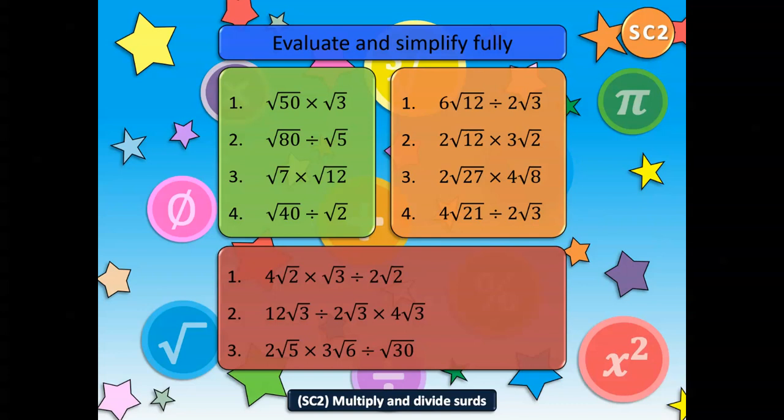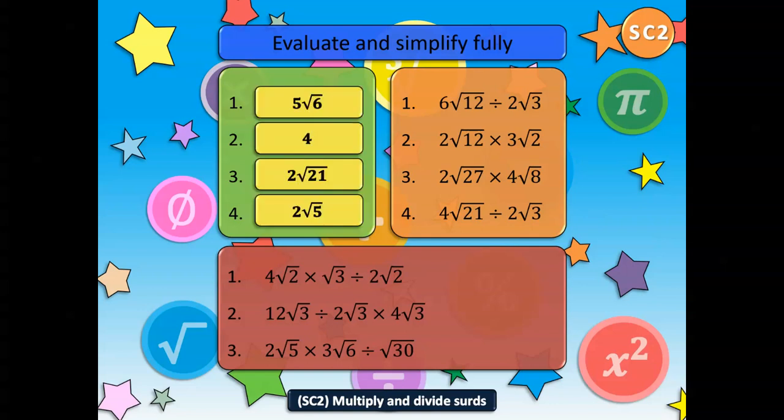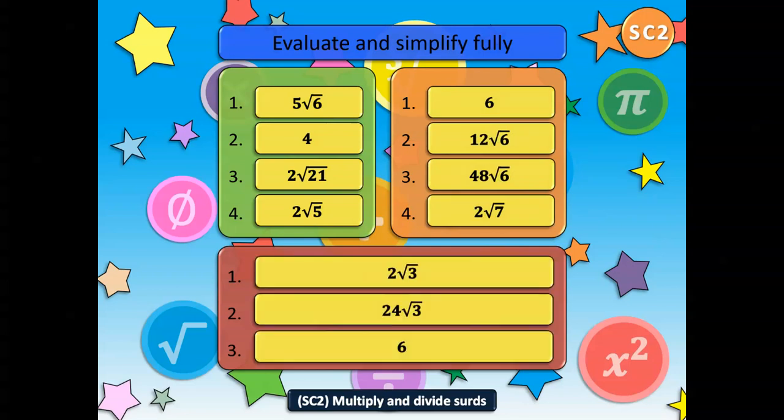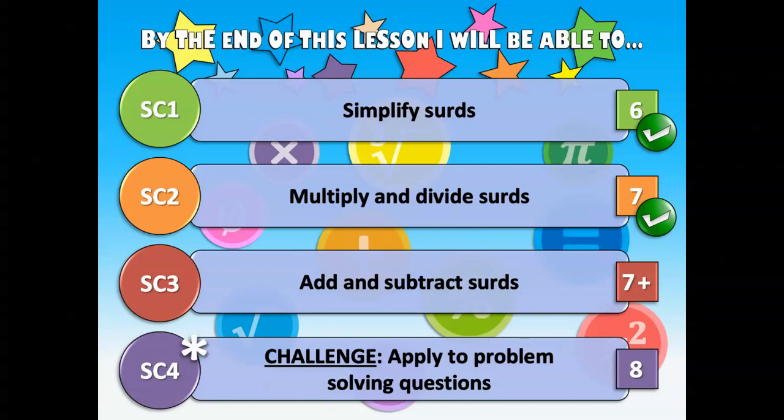Here are some questions for you to have a go at. Pause the video, and when you're ready to mark your work, press play. Here are your answers. So there's your green answers. There's your amber answers. And there's your red answers. And now we've completed success criteria 2.